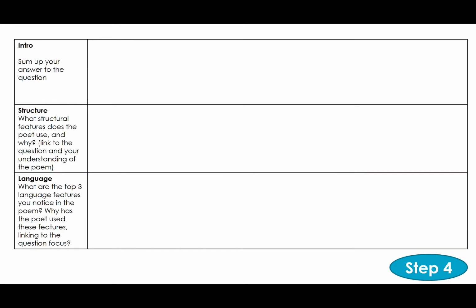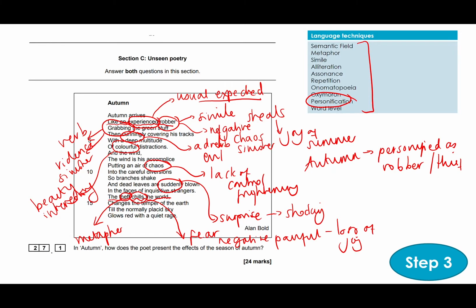Okay. Changes the temper of the earth till the normally placid sky glows red with a quiet rage. Let me just think about this here. The normally placid sky glows red. Placid means peaceful. Glows red with a quiet rage. And look here, quiet rage is quite an interesting phrase. And actually, people who rage are usually quite loud. So a quiet rage is quite interesting. I'm going to say that's an oxymoron. Looking at my list, I've got one here. Look, oxymoron. And I'm thinking again, maybe quiet makes me think of peaceful.